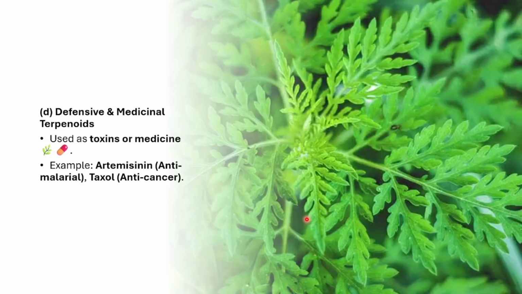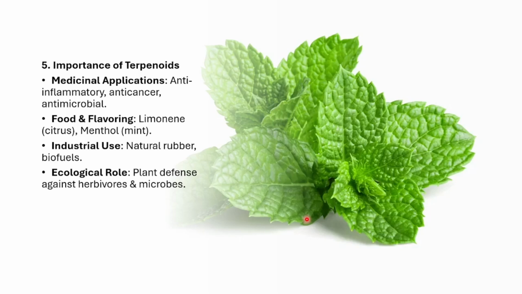Defensive and medicinal terpenoids are used as toxins and as medicines. Example artemisinin acts as an anti-malarial drug. Taxol acts as an anti-cancer agent. These are the terpenoids. If you talk about the importance of terpenoids, they have a number of applications regarding medicinal applications, food and flavoring industry, industrial uses, and ecological role.